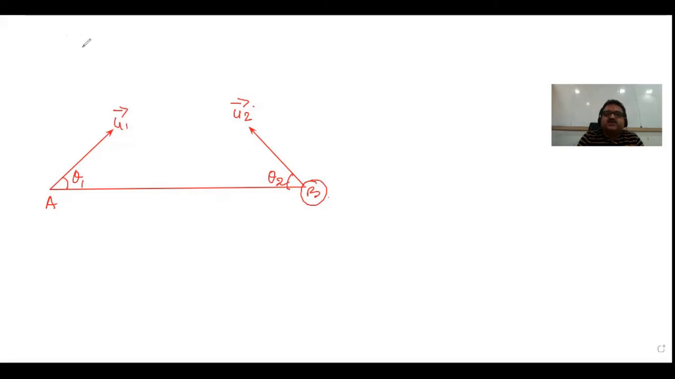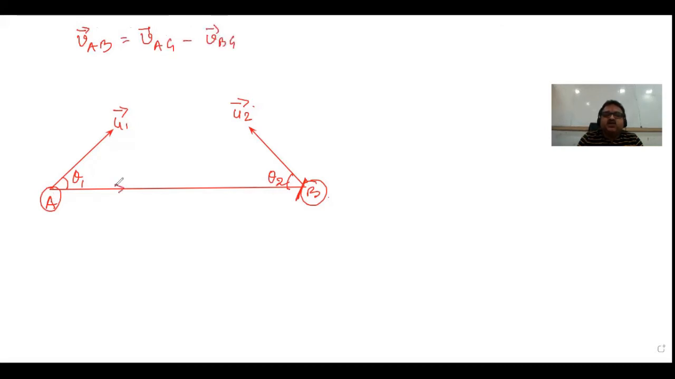First, find out the velocity of A with respect to B, that means keeping B as an observer. When we keep B as an observer, we have to keep B at rest. Actually, B is not at rest, but with respect to A, B is supposed to be at rest. So we'll write the velocity of A with respect to B, which is the velocity of A with respect to ground minus the velocity of B with respect to ground.